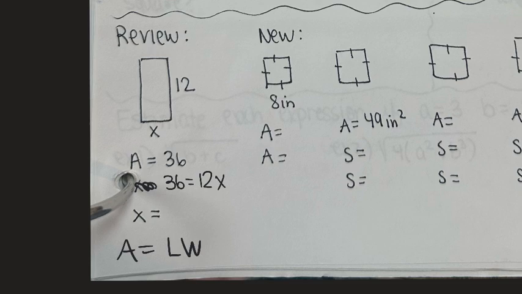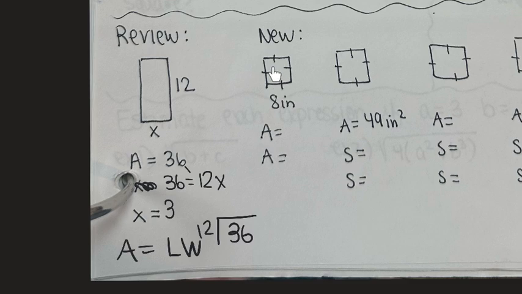So I don't know what the short side is, but I could work backwards and I could do division. I could divide to figure out that the short side is 3. For rectangles, that's fine and dandy. It's a multiplication problem, therefore I can work backwards by doing division.